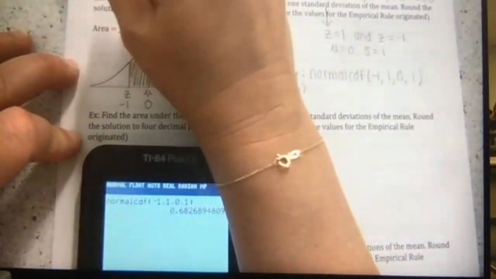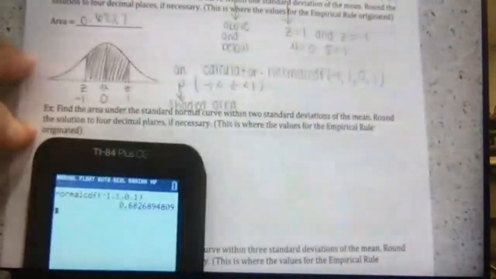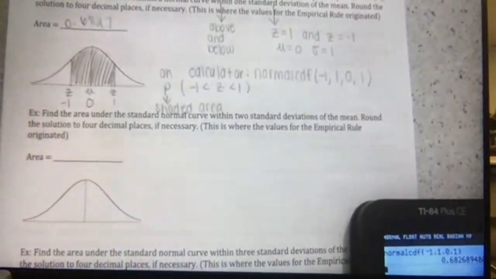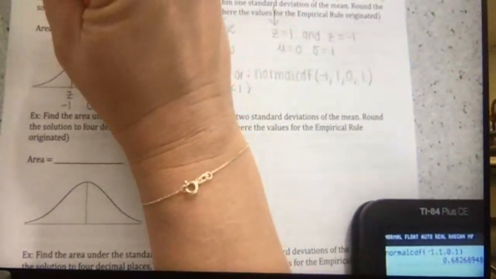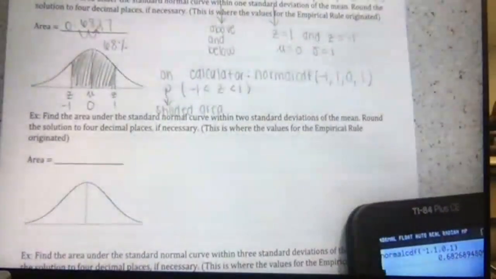So our area is 0.68268. So that 6 is going to round up to 7. So 0.6827. You're like, what? I don't remember that being empirical rule. Remember, empirical rule means within one standard deviation was 68%. So turning this into a percent, moving our decimal 2 places to the left, this is what gave us that 68% for our empirical rule.